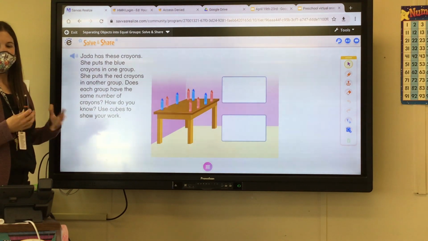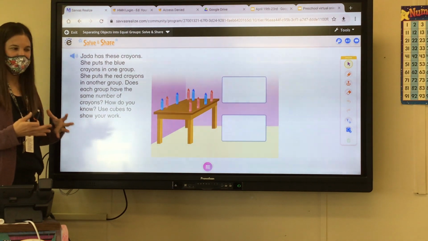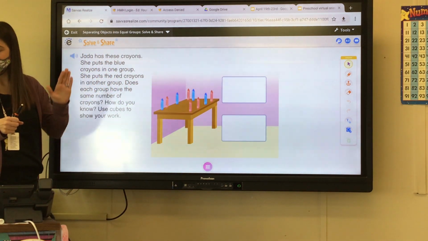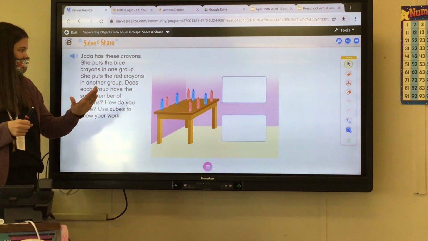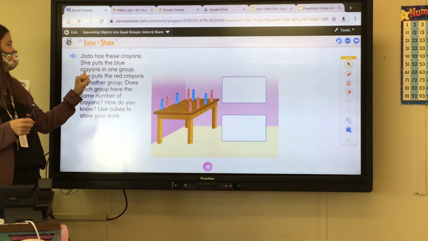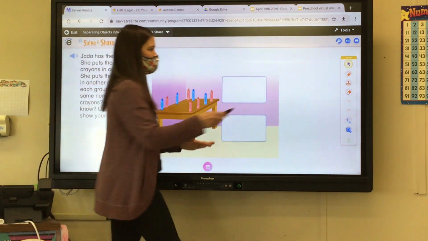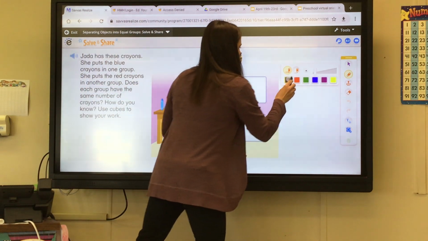Okay, so we're going to use cubes. I know you have cubes, but we're just going to draw cubes in the box for each time we see a red or a blue, right? So we're going to put the blue crayons in one group, and we're going to put the red crayons in another group. So just with your pencil.